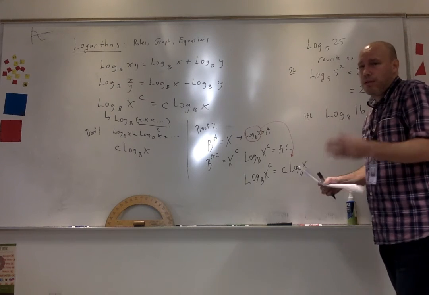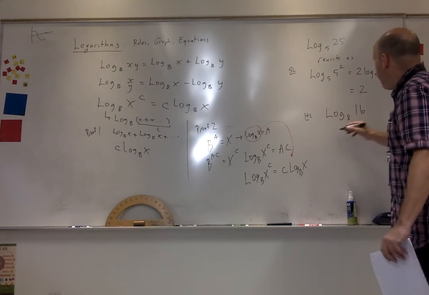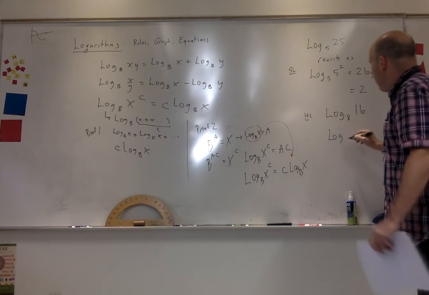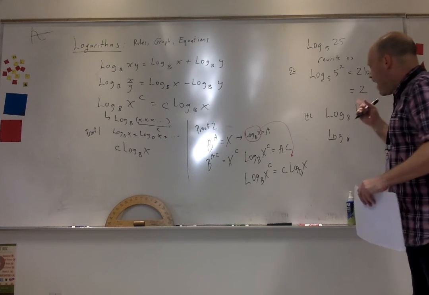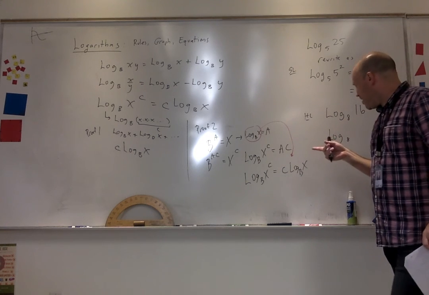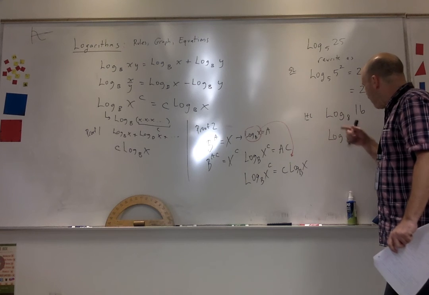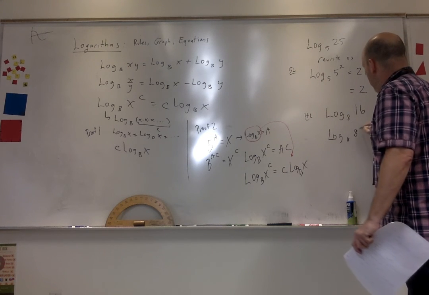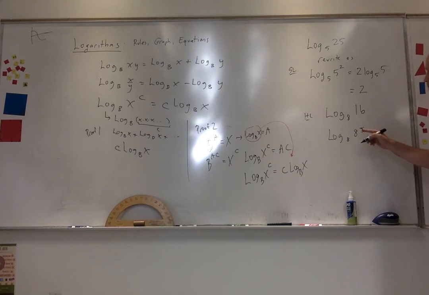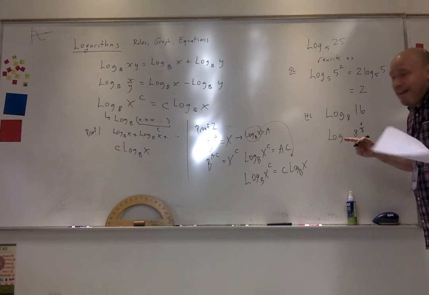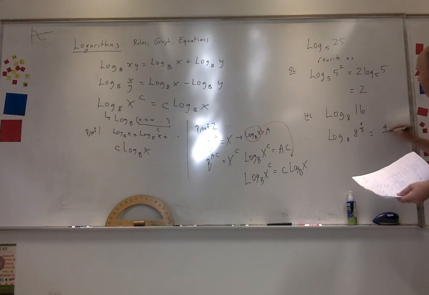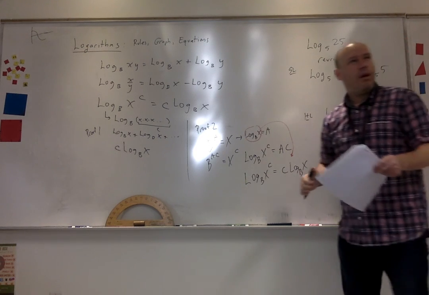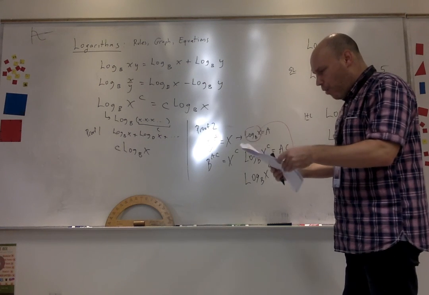I would immediately recognize 16 as 8 to a power, right? What is 16? That's 8 to the third power to the fourth. That's 8. The cube root of 8 is 2, and that to the fourth power takes me to 16. Final answer, 4/3.